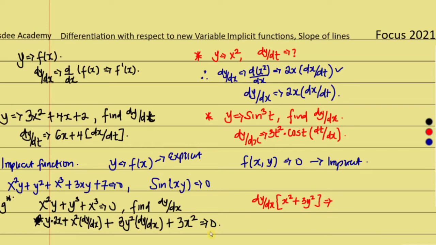And this is now equal to, you are bringing these other values: 2x times y is 2xy, and this is 3x squared. So what you are bringing to the other side is a negative 2xy minus 3x squared. Making dy/dx the subject of the formula, you have dy/dx equals negative 2xy minus 3x squared all over x squared plus 3y squared, which is the right answer.